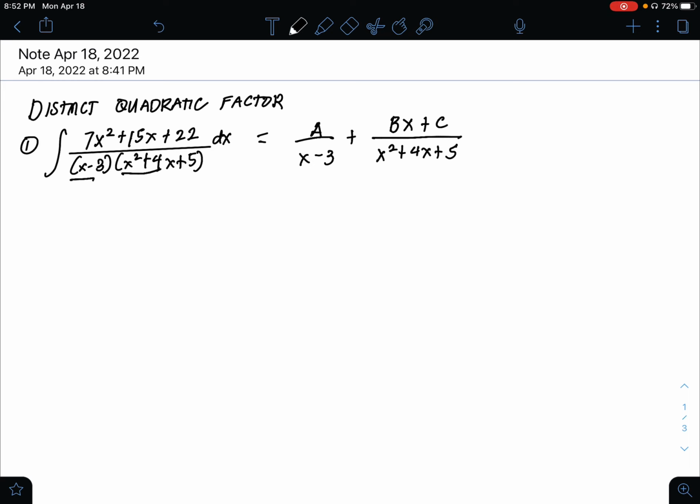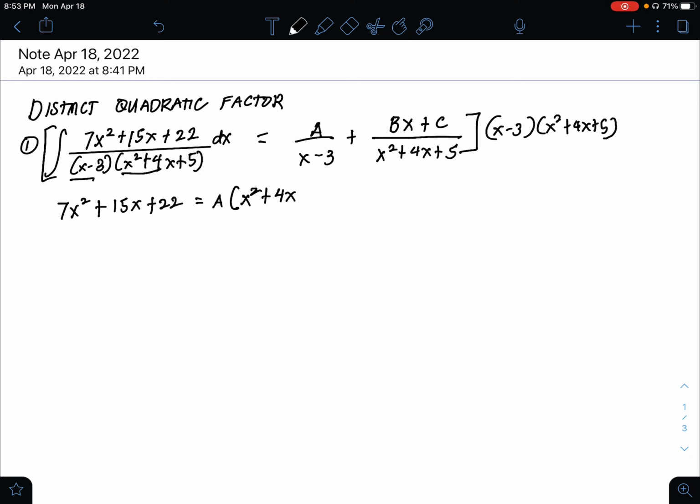Okay? So, if we're going to multiply them with the current, so that's x minus 3 times x squared plus 4x plus 5. So, ang mabilin diri would be 7x squared plus 15x plus 22 is equal to a times x squared plus 4x plus 5, okay, plus bx plus c times x minus 3.